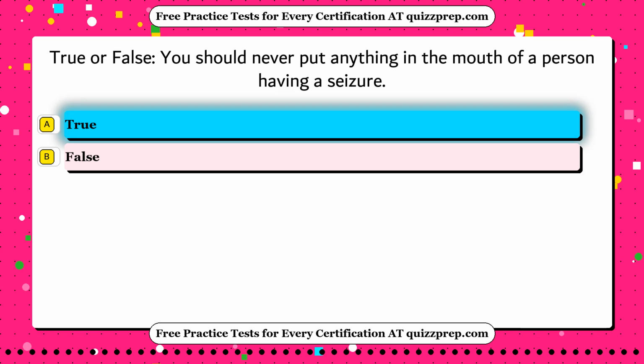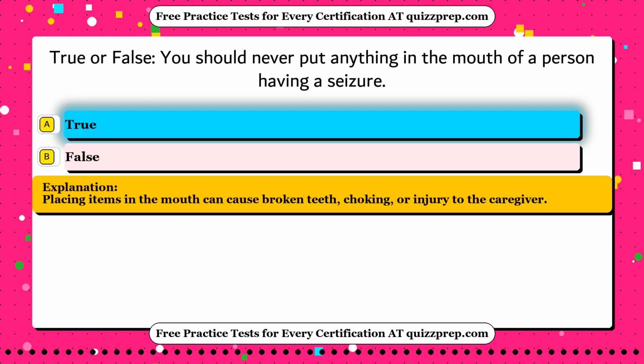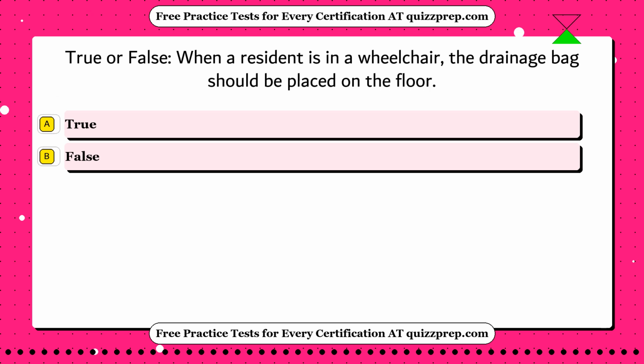The correct answer is option A, true. Placing items in the mouth can cause broken teeth, choking, or injury to the caregiver. Question 70. True or false, when a resident is in a wheelchair, the drainage bag should be placed on the floor. Option A, true. Option B, false.